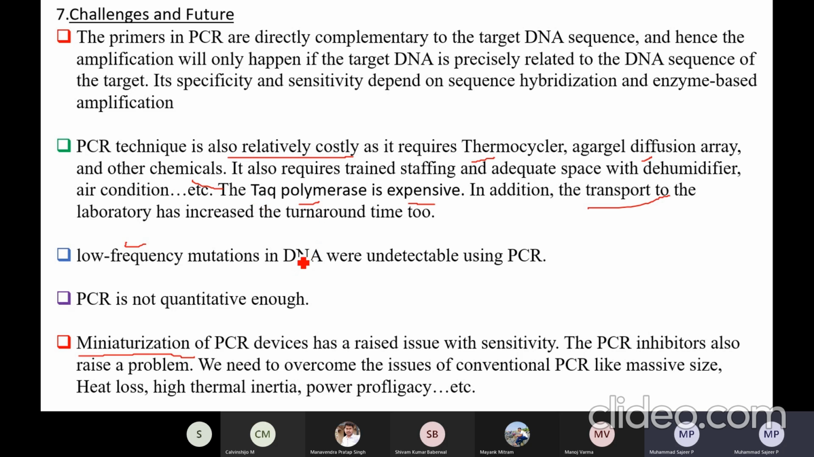Nowadays, if you go to a hospital, everyone has a thermometer with them to detect the temperature. In the same way, we will also have a PCR strip or something along with that in the future. That is the future we want to see. And the conventional PCR also has issues, as I said: the massive size, heat loss, high thermal inertia, power loss, and all kinds of issues.